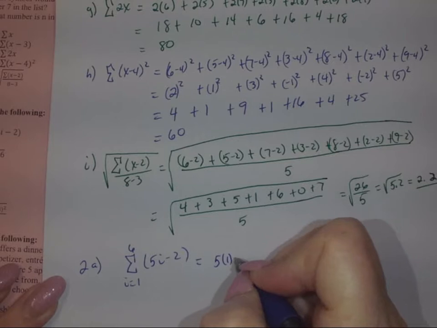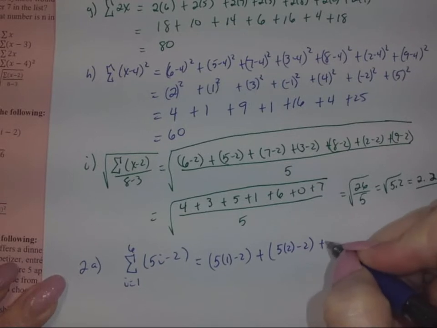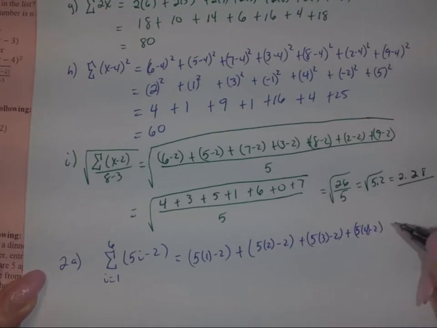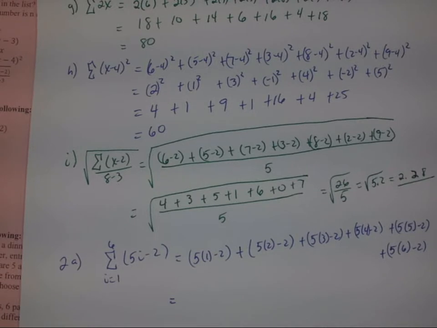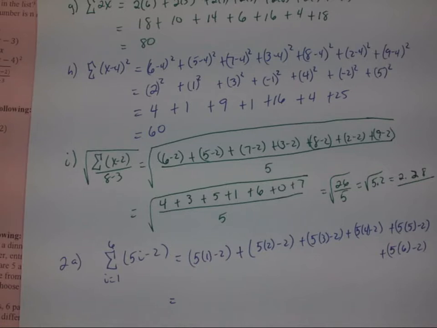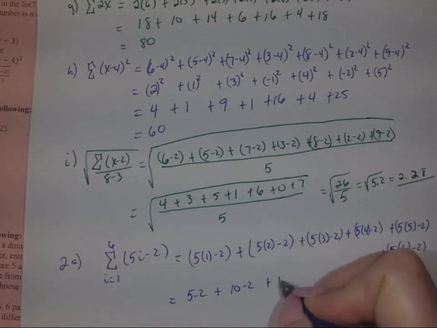So we're going to have 5 times 1 minus 2 plus 5 times 2 minus 2 plus 5 times 3 minus 2 plus 5 times 4 minus 2 plus 5 times 5 minus 2 and plus 5 times 6 minus 2. So 5 times 1 is going to get us 5. So now we will have 5 minus 2 plus 5 times 2 is 10 minus 2.